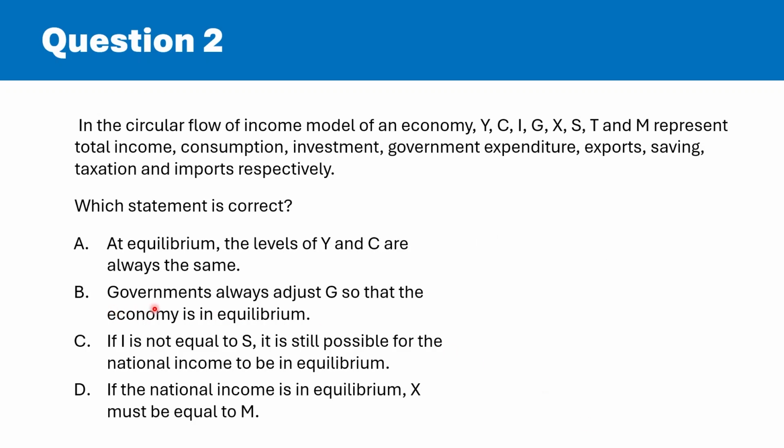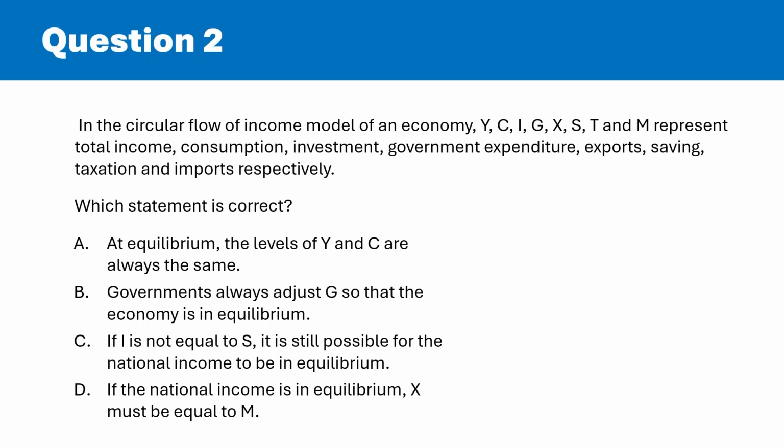Let's go to option B. Governments always adjust G so that the economy is in equilibrium. Again, it's not a necessary condition. Equilibrium happens when injections equal withdrawals, not because governments adjust government spending. So this also doesn't make any sense.